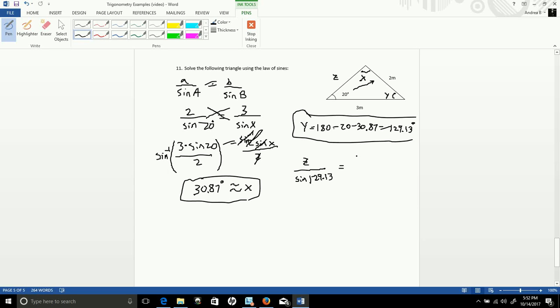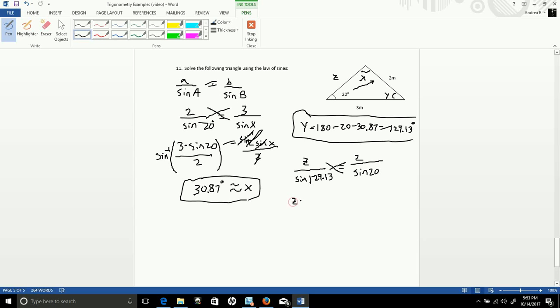And then we still have the 2 over sine of 20 degrees that we had before, as the 2 and the 20 degrees are opposite of each other. And remember, the angle measure always goes with the sine function. And then you would cross multiply like before.